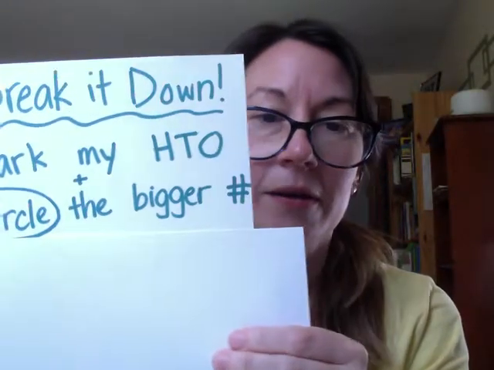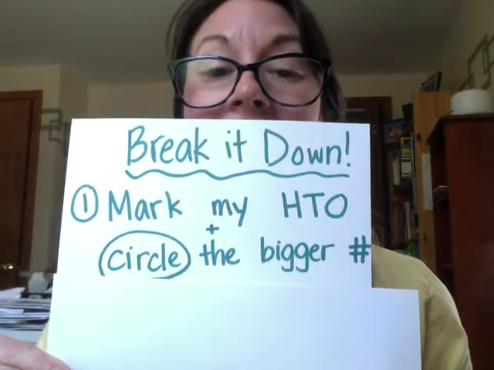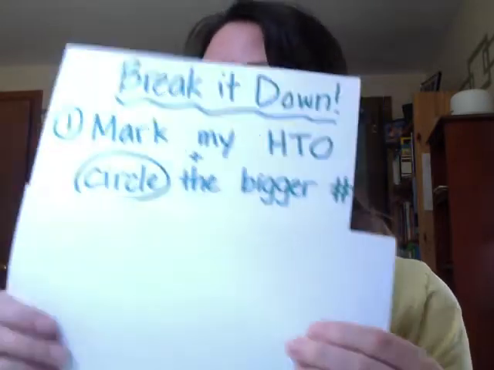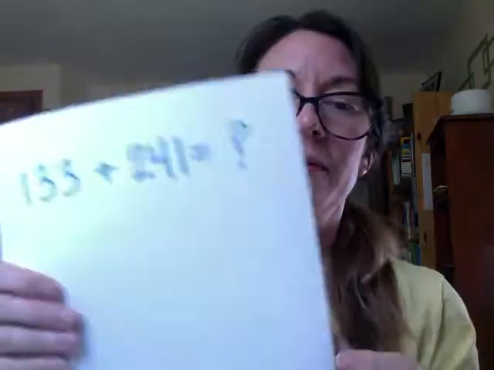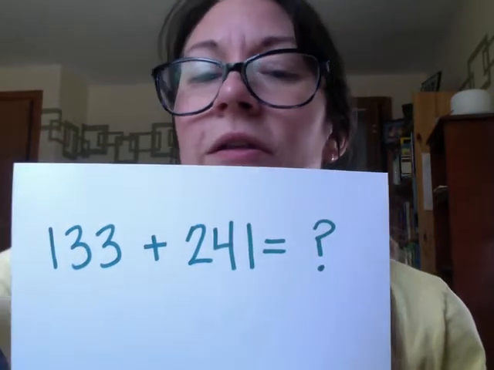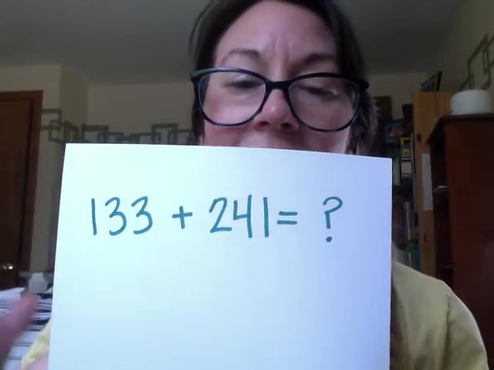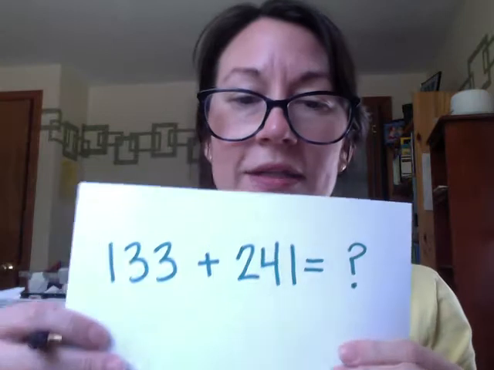Mark my T and O and circle the bigger number. Well, when we are using three-digit numbers, step one becomes mark my HTO and circle the bigger number. So here I have a little math problem for us. And so we said my first step, if I'm gonna break it down, is mark my HTO. So let's take a look.